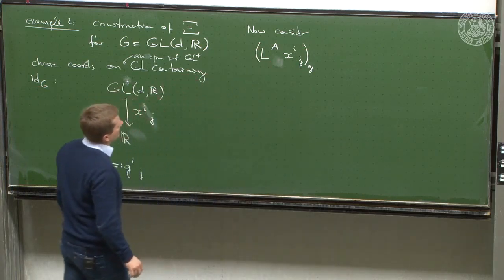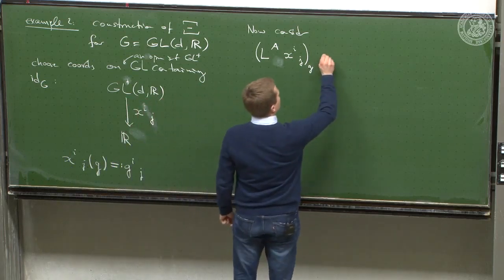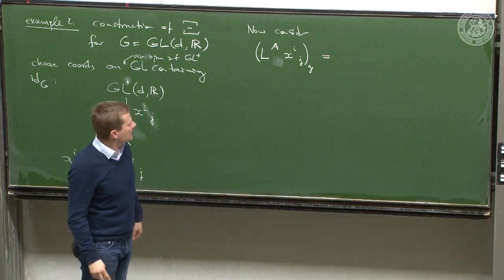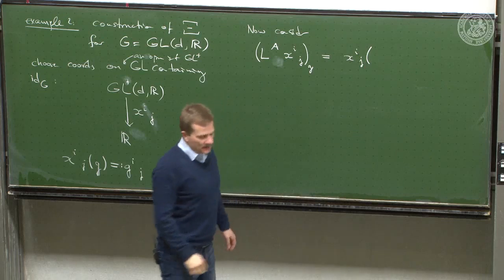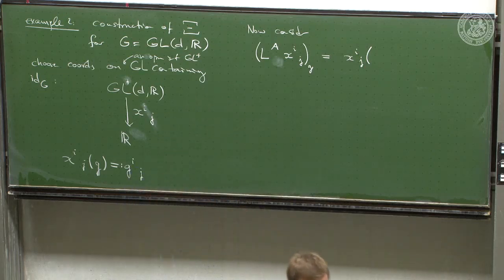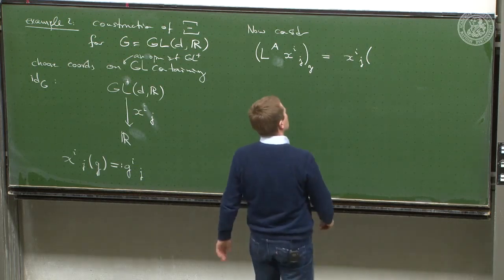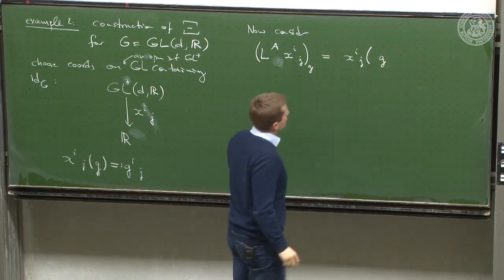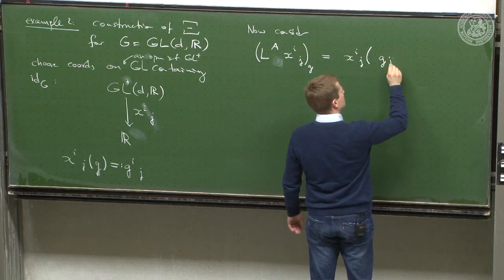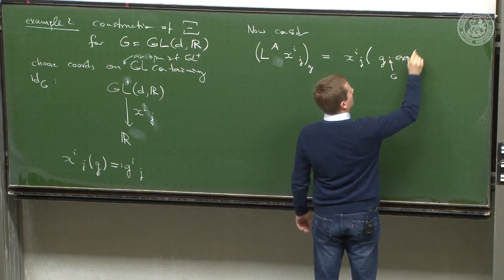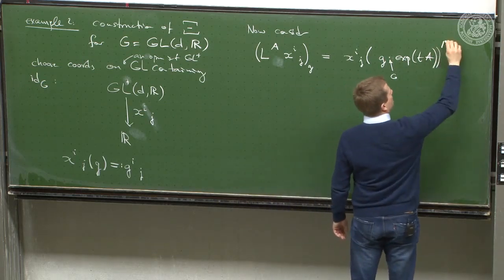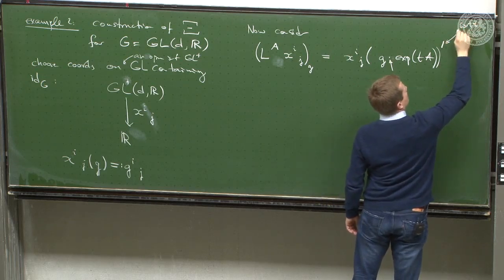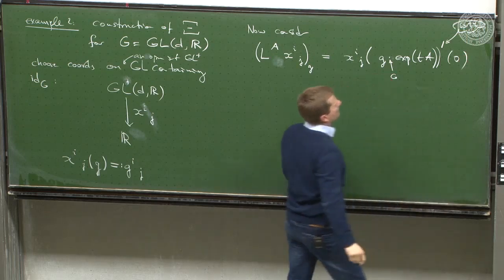Okay, so we know this exists abstractly. Now we want to calculate it. So what is the action of a vector field on a function? Well, by the very definition, you take the function and you let it act on the curve to which the vector field is tangent. Now the point is that this tangent vector field is tangent to g·exp(tA). And then you take the derivative with respect to t, and you evaluate at the point 0.